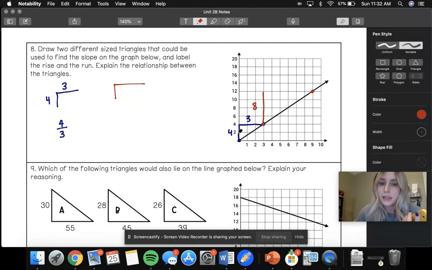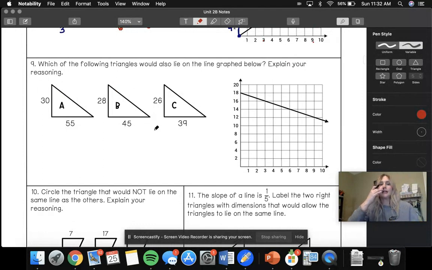Or another way is the scale is 2, so we go up 2, 4, 6, 8 total. Then for the run, we have to go from 3 to 9, so it's up 6, or just counting the boxes, these are going up by 1, so 1, 2, 3, 4, 5, and 6. So we type in 8 over 6, and we can simplify 8 over 6 to 4 over 3. So these are just 2 different triangles. They have different values as the rise and the run, but they simplify back down to 4 over 3.